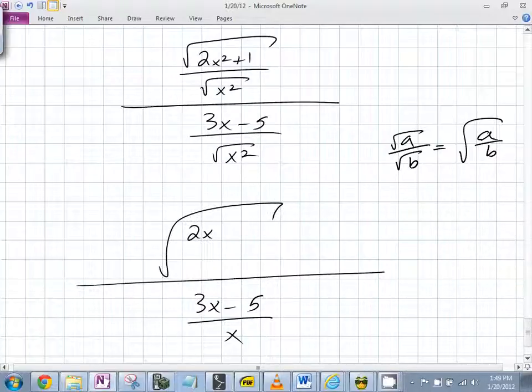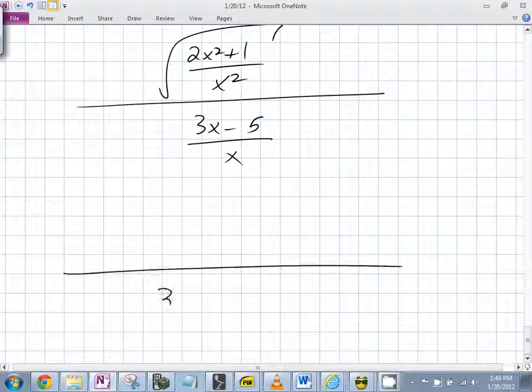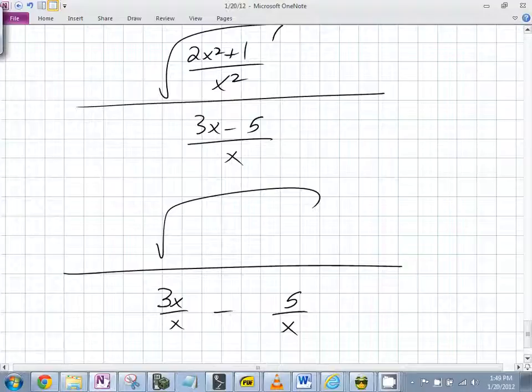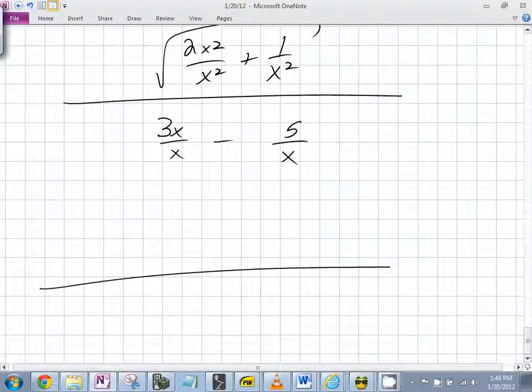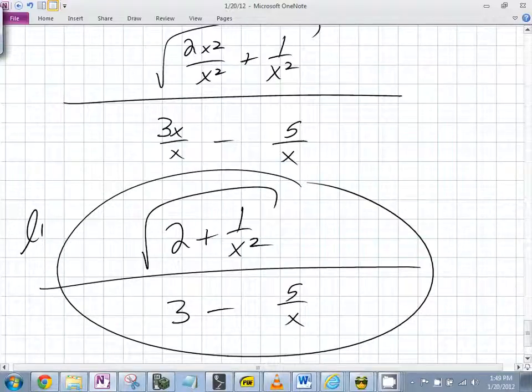What does the denominator become? It becomes 3x over x minus. Do you agree with that? Yes. And this becomes 2x squared over x squared plus 1 over x squared. Do you agree with that? Yes. Can we cancel some stuff? Yep. The denominator becomes 3 minus 5 over x. And what's the numerator become? The square root of 2 plus. Have we changed the overall value? No. What are we doing here? We're doing the limit as x goes to what? Infinity. By what I just told you, what does this go to? 0. What does this go to? So what does this limit equal?